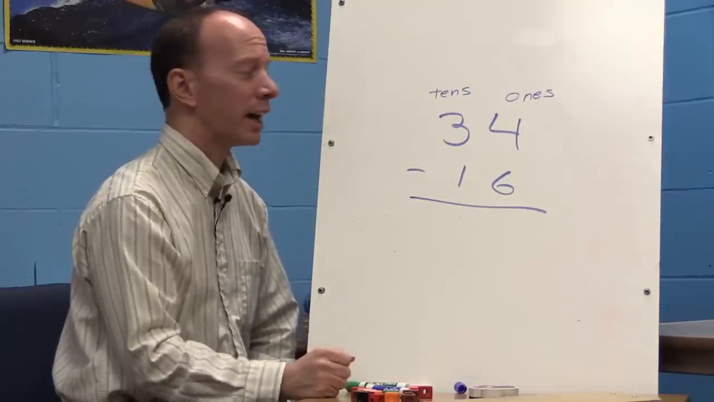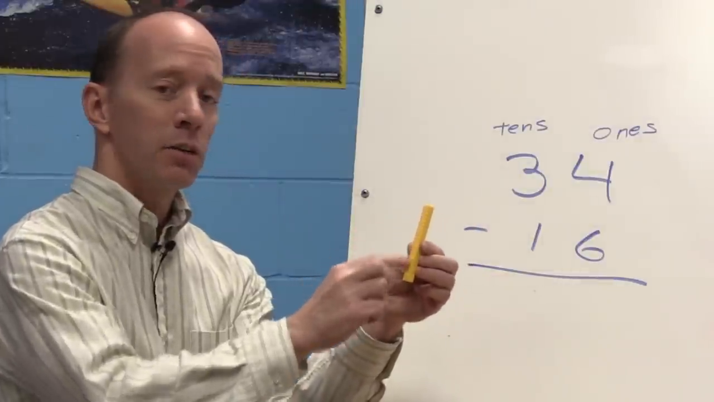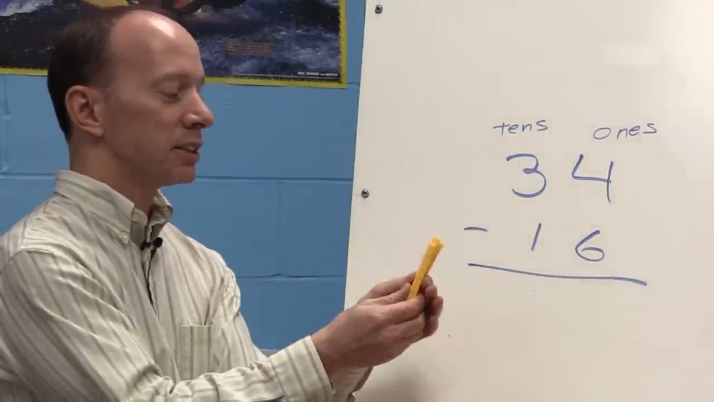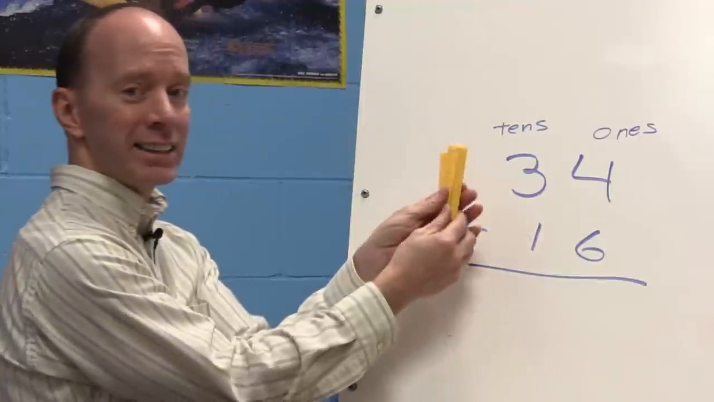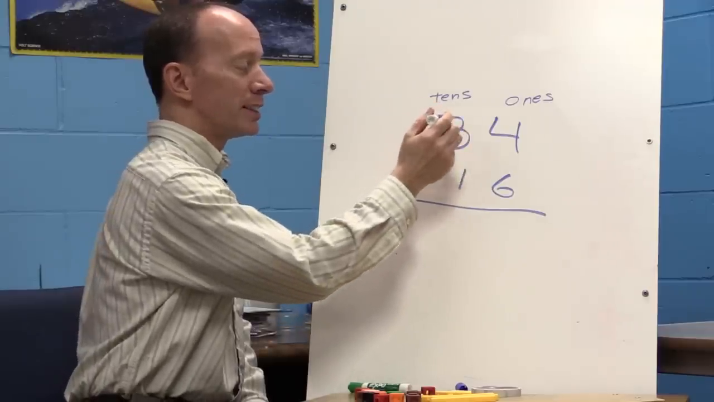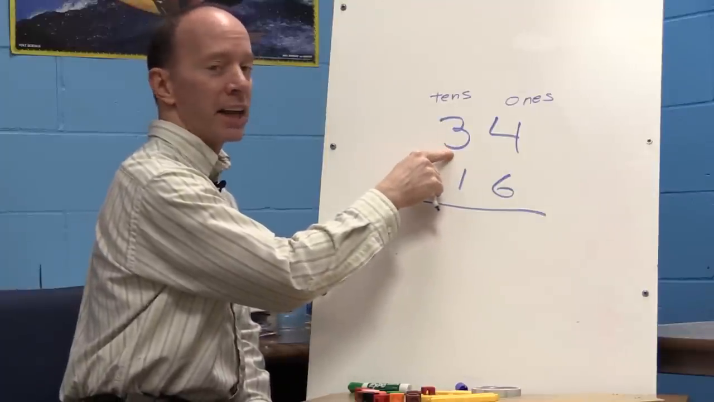In order to do that, I need to take a 10 from here. These are 10 little blocks right in here. I don't know if you can see that. But this represents 3 tens. I need to take 1 of those 10s and put it over here. So what I'm going to do is cross off. I'm going to take 1 from the 3. Actually, this is in the tens place, so that's a 30.